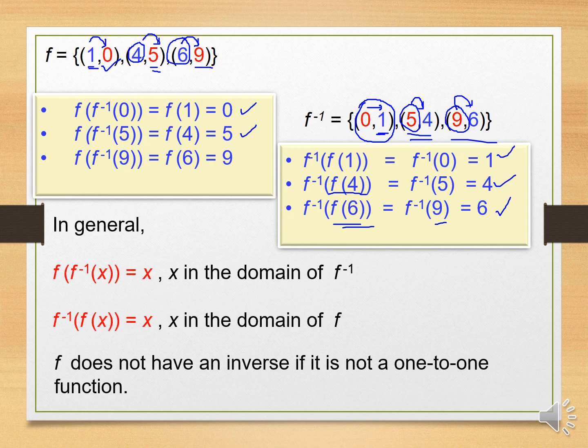In general, f composite f inverse of x is equal to x, for x in the domain of f inverse. And f inverse composite f of x is equal to x, for x in the domain of f. Remember that f does not have an inverse if it is not a one-to-one function.